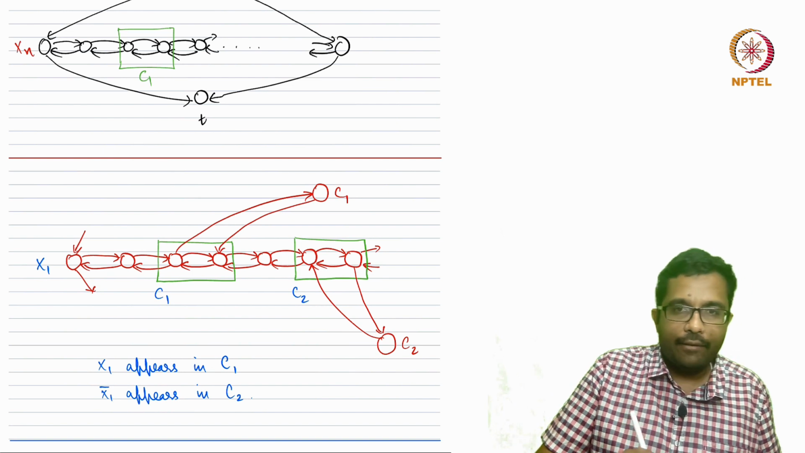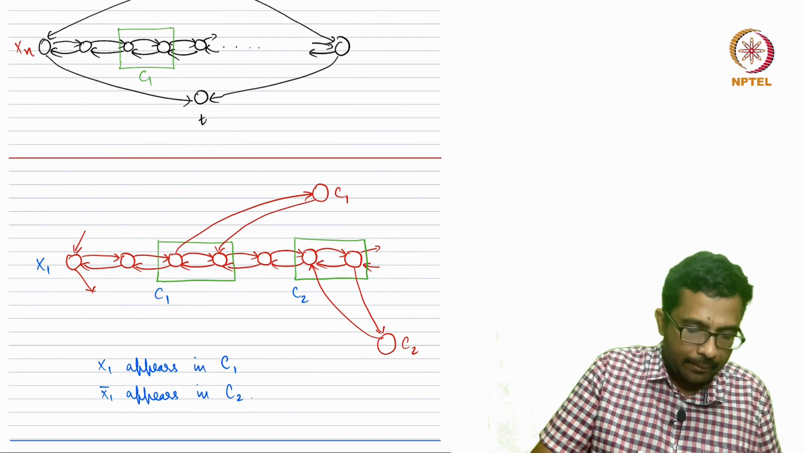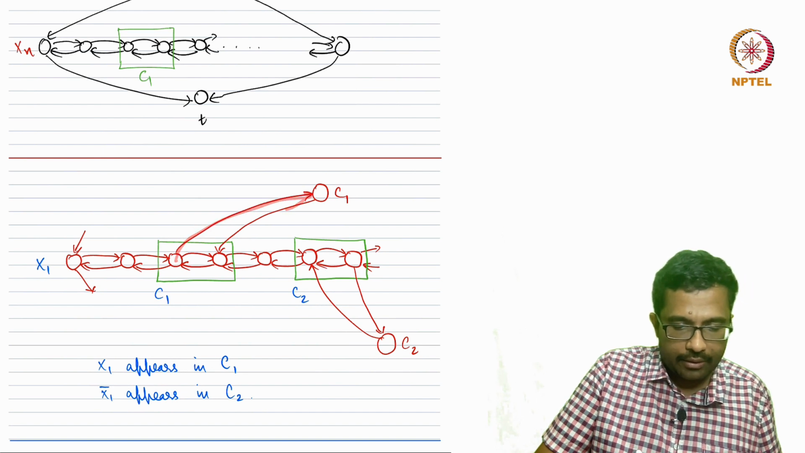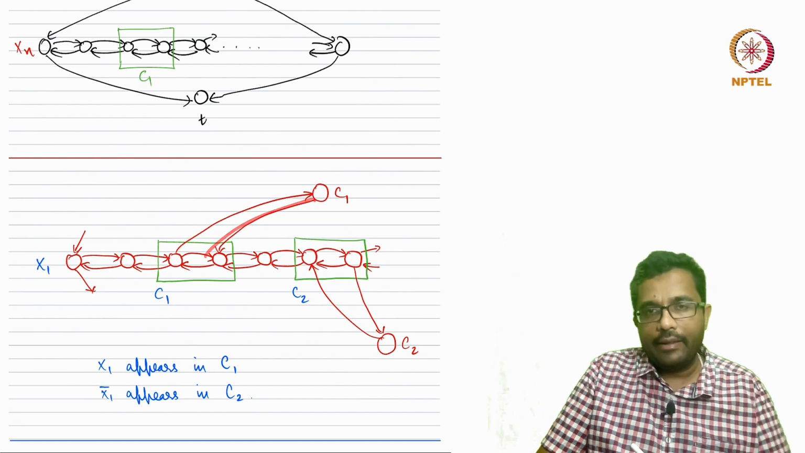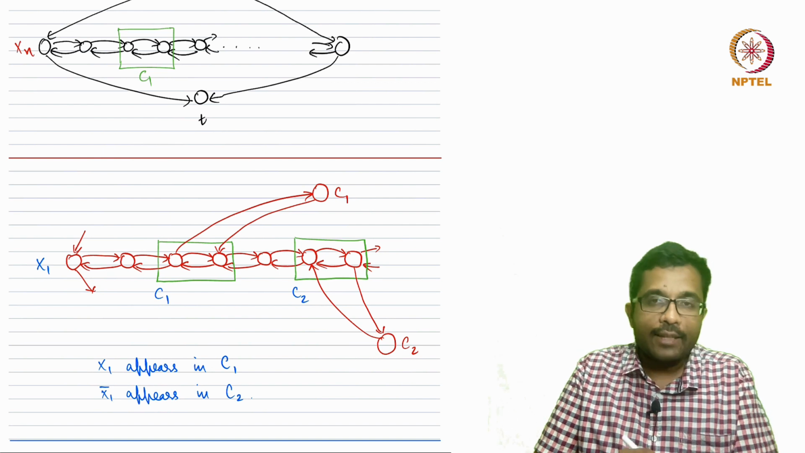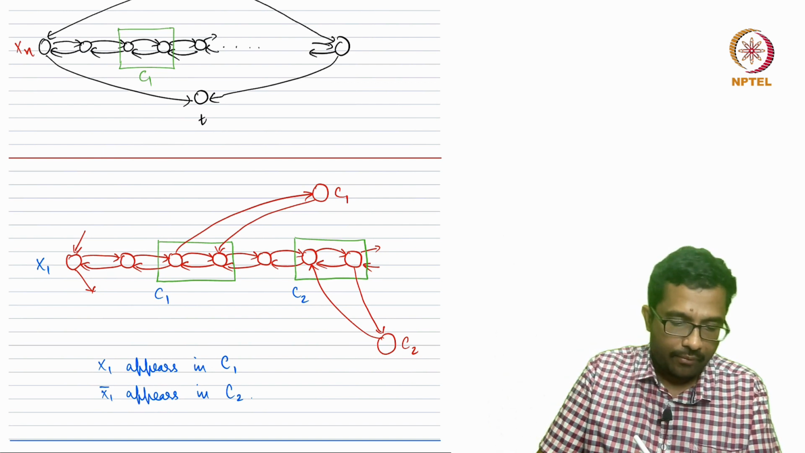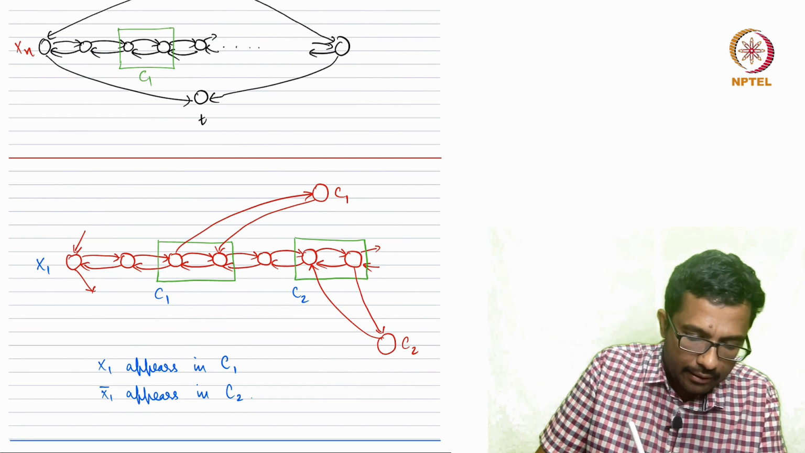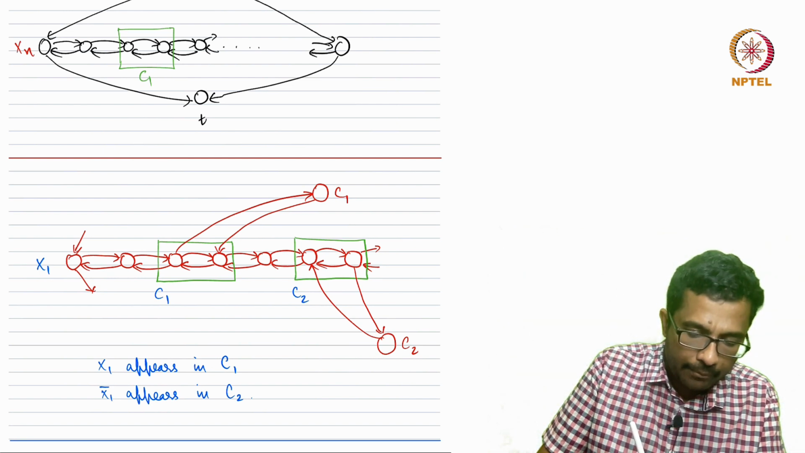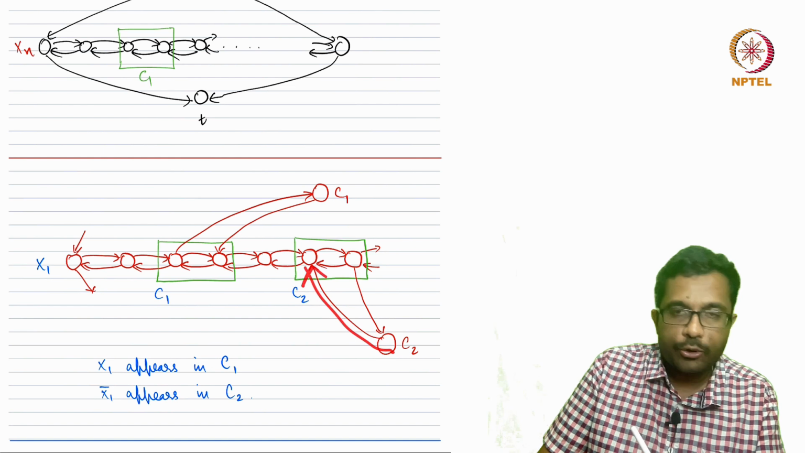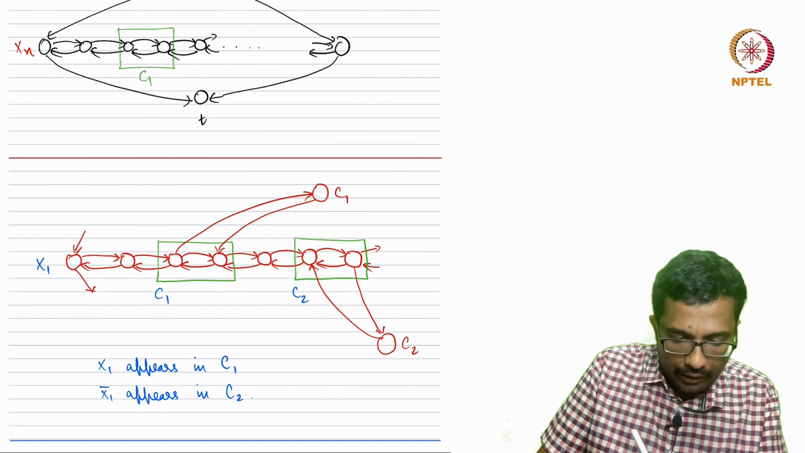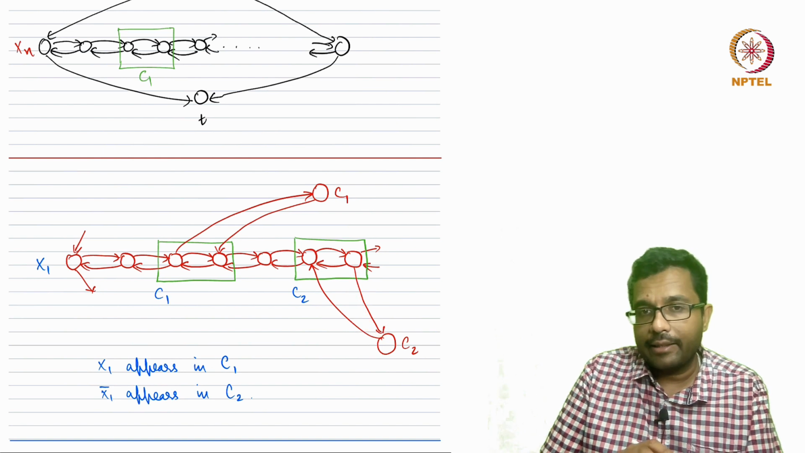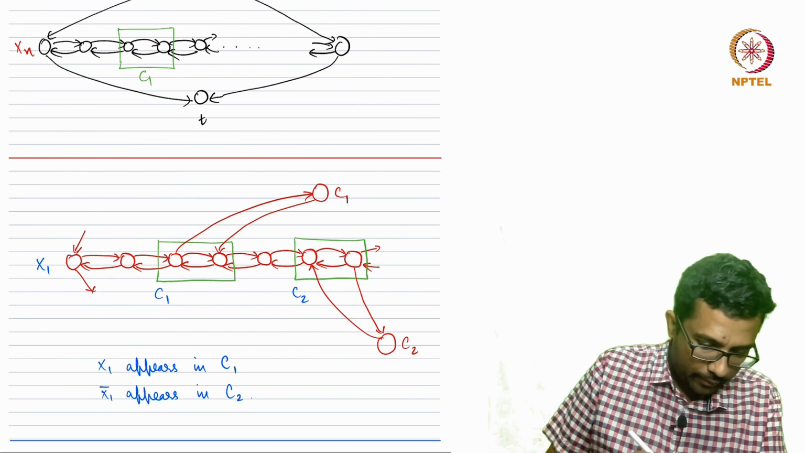So if the literal is the positive literal, from the first vertex we put a directed edge to the clause, and the second vertex receives a directed edge from the clause. If the negative literal appears, from the clause we have a directed edge to the first vertex, and from the second vertex there is a directed edge to the clause. So this is the example.